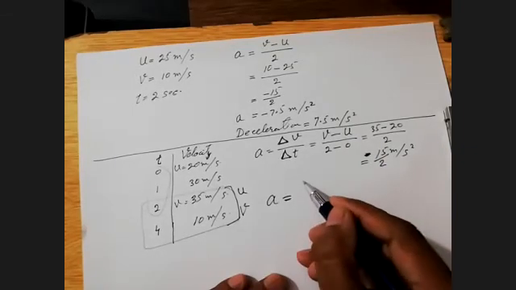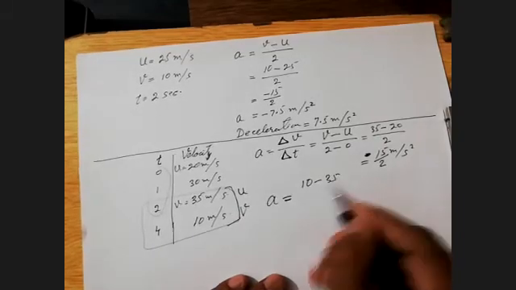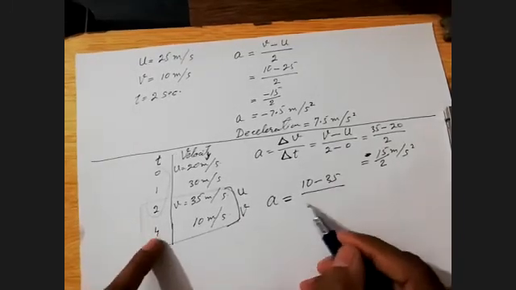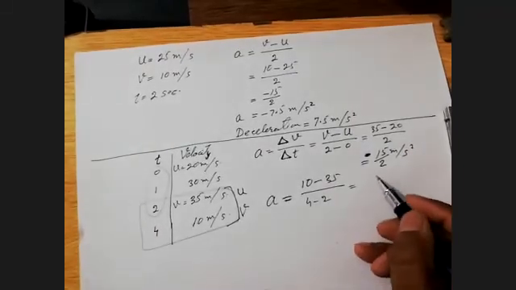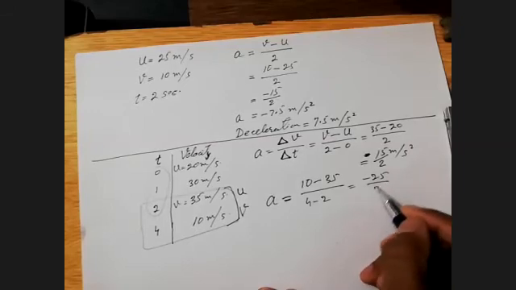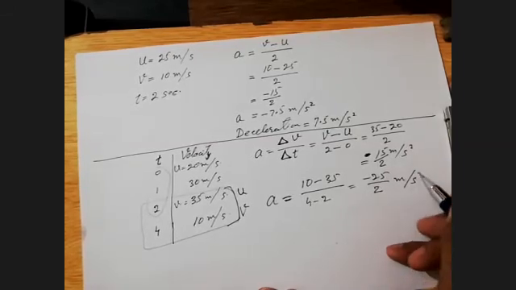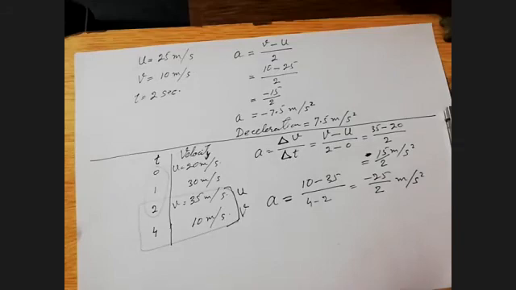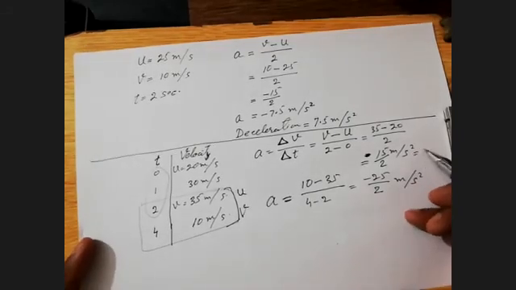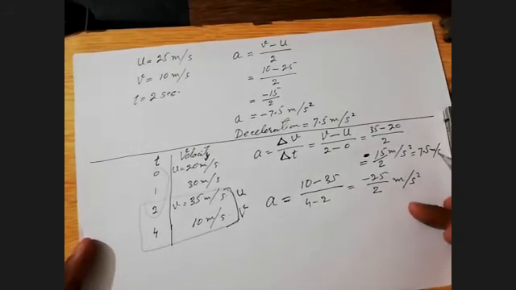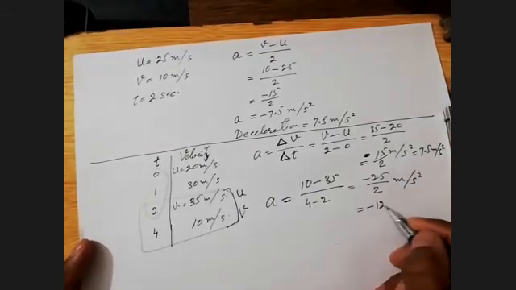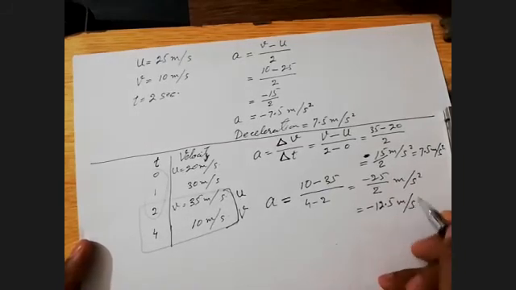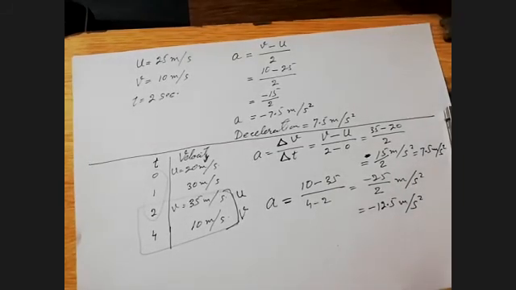Okay. Now here the final velocity is 10 and this is 35. 10 minus 35 over change in time is 4 minus 2. This is again minus 25 over 2 meter per second square. You can write it in decimal, like 12.5 meter per second square. So this is an example of mixed table.